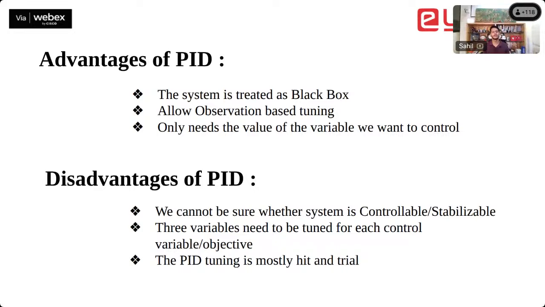PID tuning is normally, as I told you, hit and trial based. You can just go with the trial and error method. You try one value, and if it's not done, you go with another value. You keep on changing the values, and when you find a stabilized output, you're okay with that, and that's how you can tune one of them.